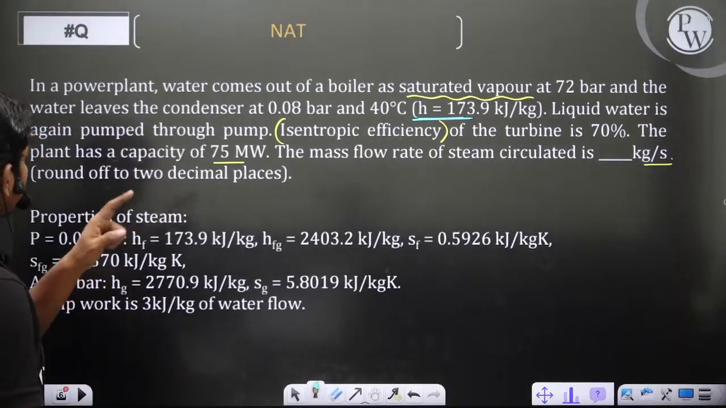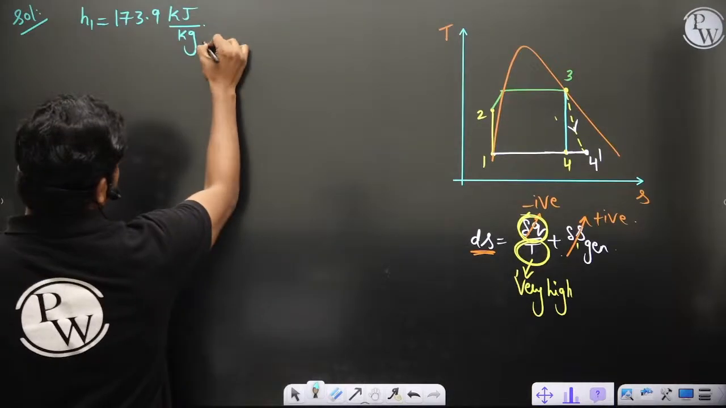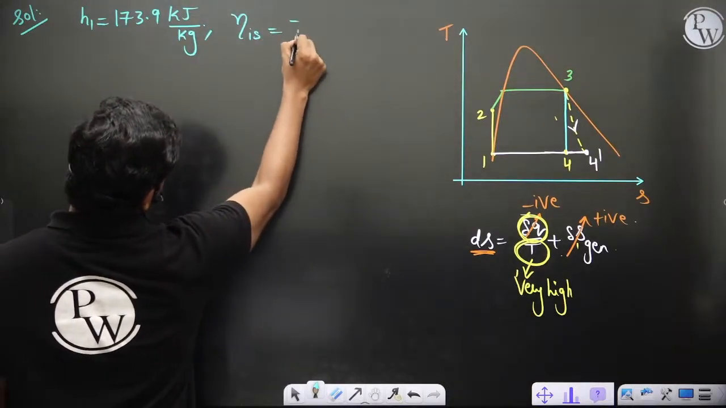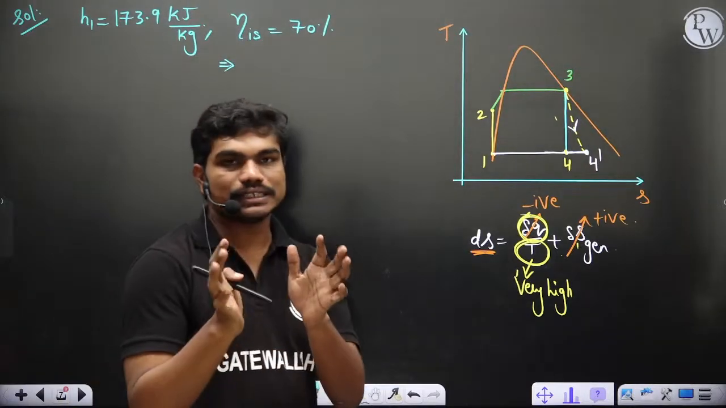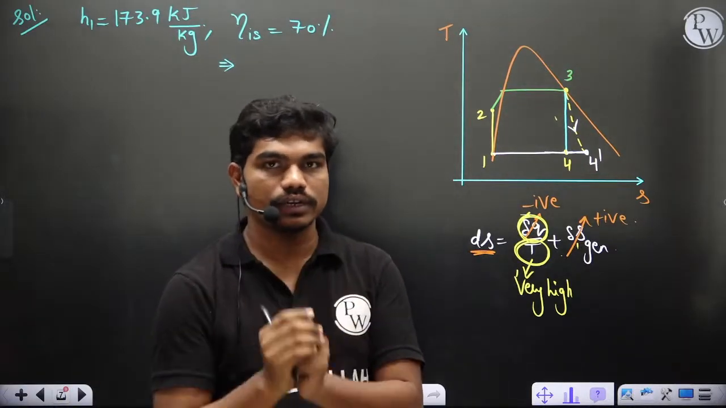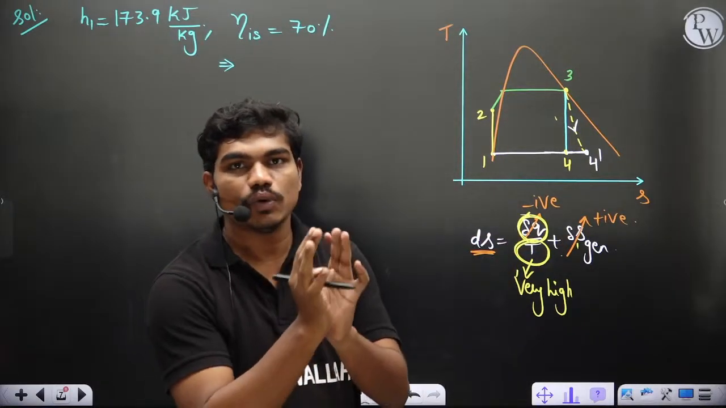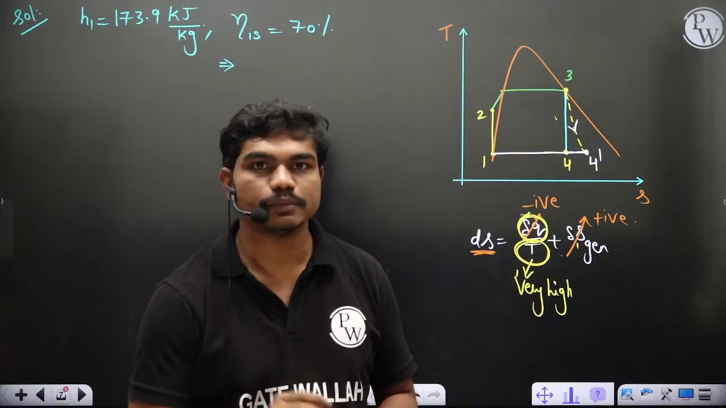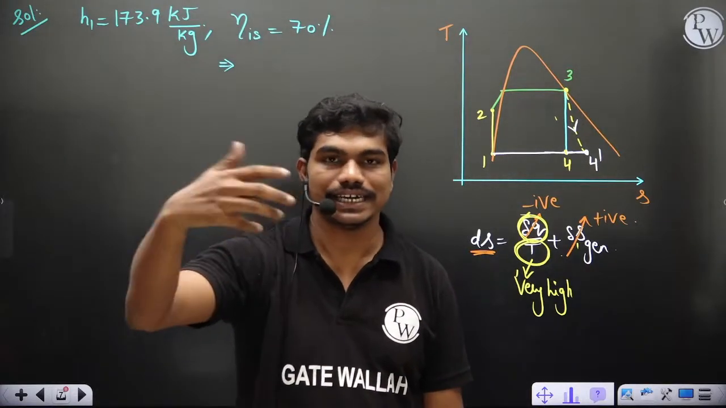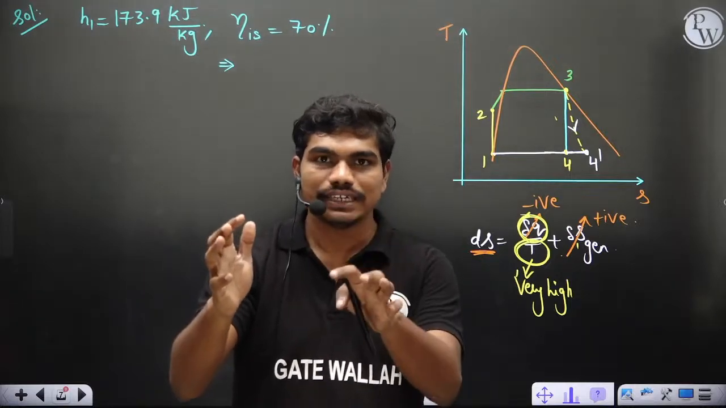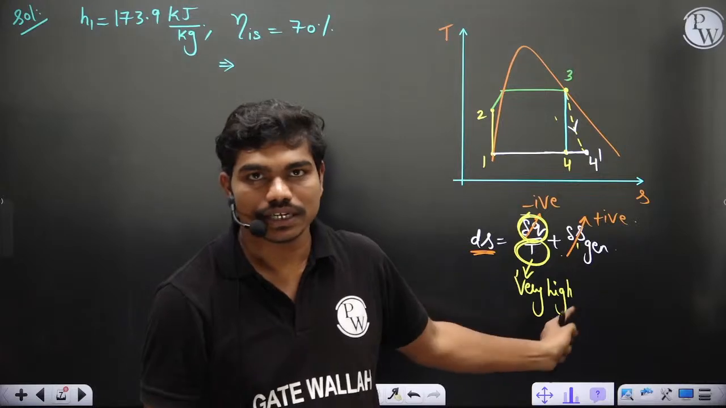Now liquid water is again pumped through the pump. Isentropic efficiency of the turbine is 70%. What does this mean? Actually, let's say for example, if the turbine could create 100 kilowatts of power, because of the irreversibility coming into the picture, it is creating only 70 kilowatts of power. That's what isentropic efficiency is. When there is some maximum capability of an engine or any device in general, the device does not work at 100% efficiency because of these irreversibilities. That's the deviation.